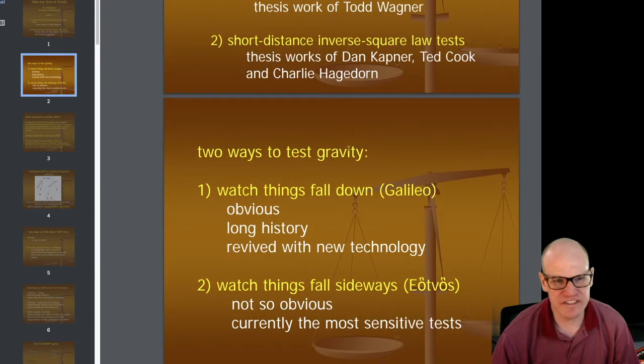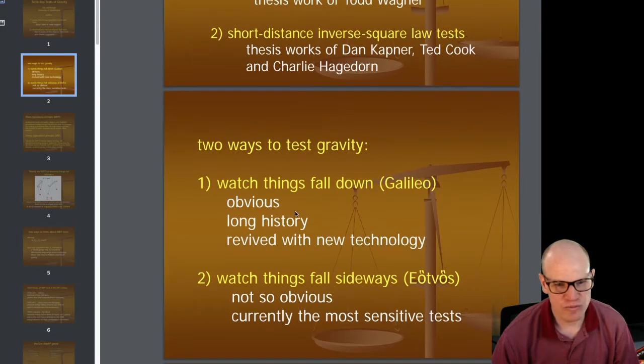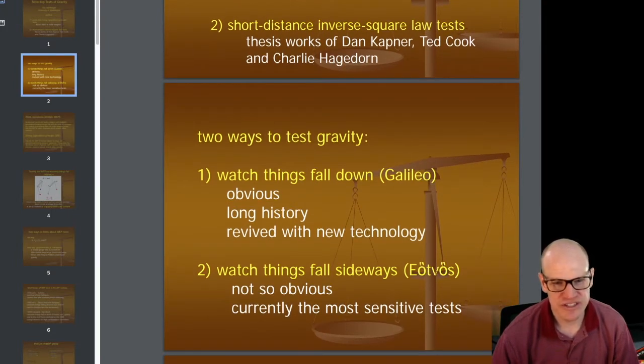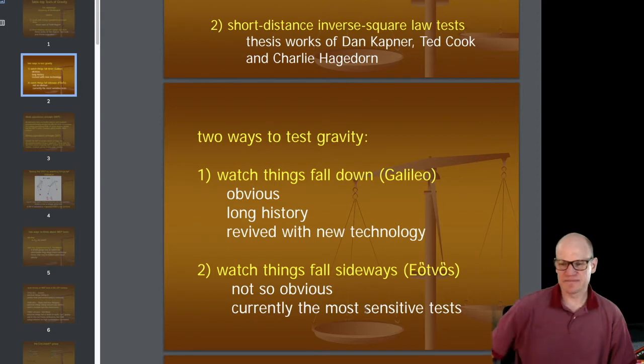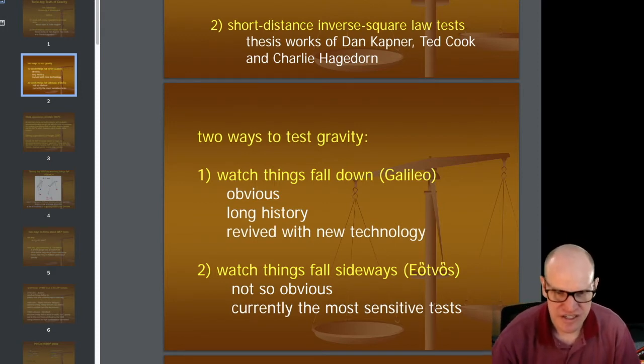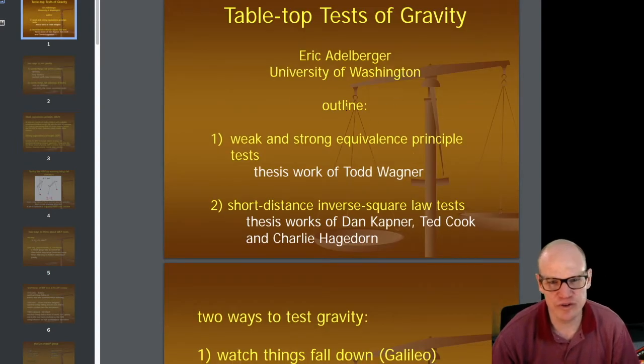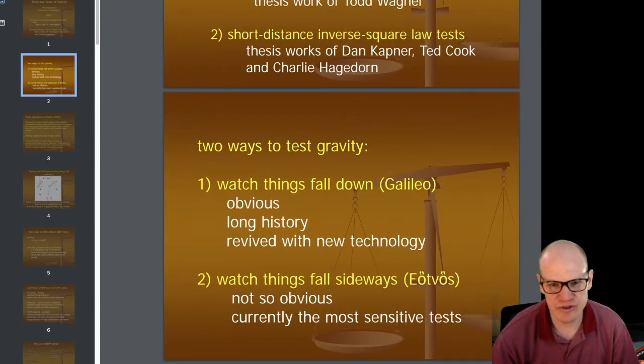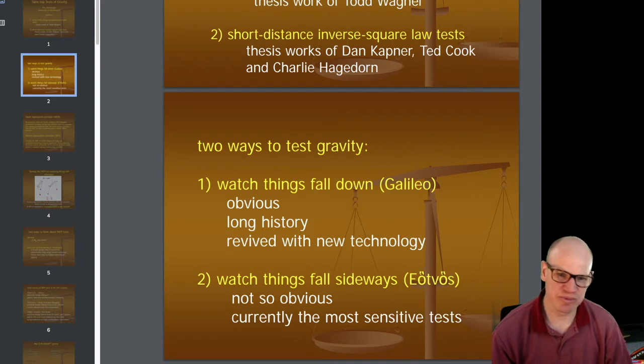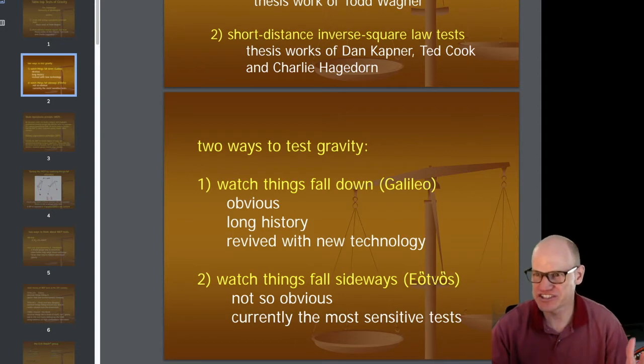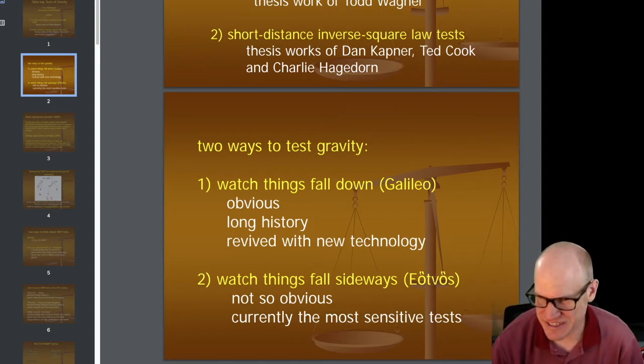Ways to test gravity: watch things fall down, watch things fall sideways. This is Eötvös. This is not so obvious. Currently, the most sensitive tests are done here, and these are the kinds of experiments that people are running, these Eötvös experiments. And they named their group EOTWASH, because it's a play off of this, and it's at Washington, the University of Washington, so it's a fancy, clever thing.